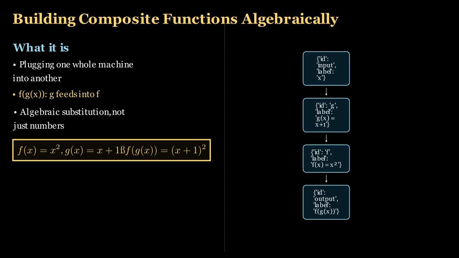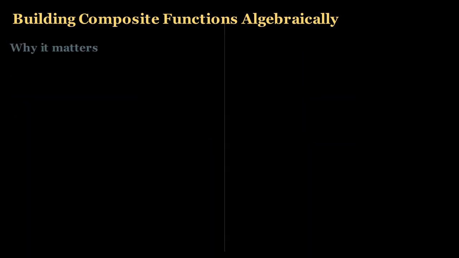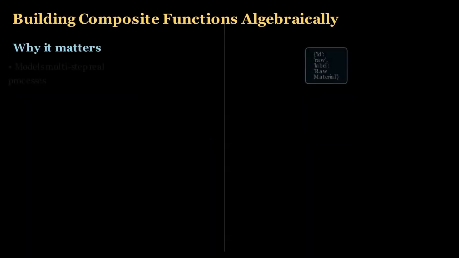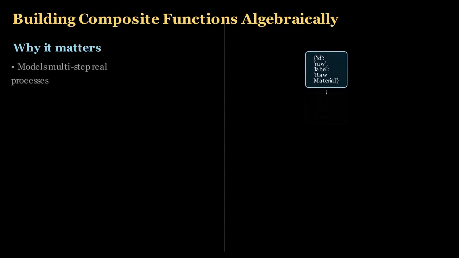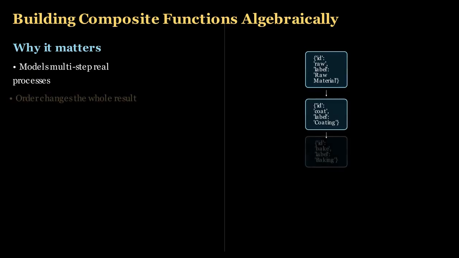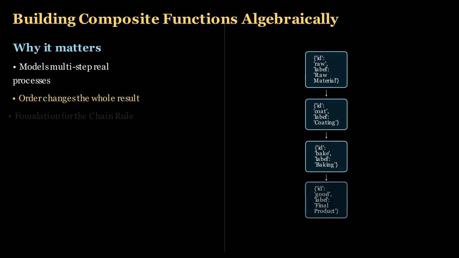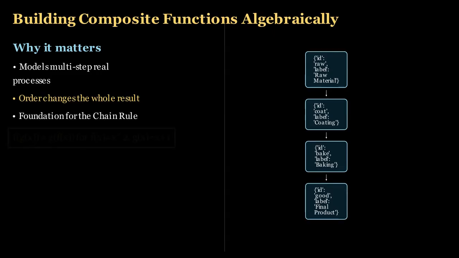Why build a formula instead of just doing it number by number? Because in the real world, many processes happen in steps. Imagine a factory. One machine adds a coating, and the next machine bakes it. The final product depends on the order. If you bake first and then add the coating, you get a burnt mess.